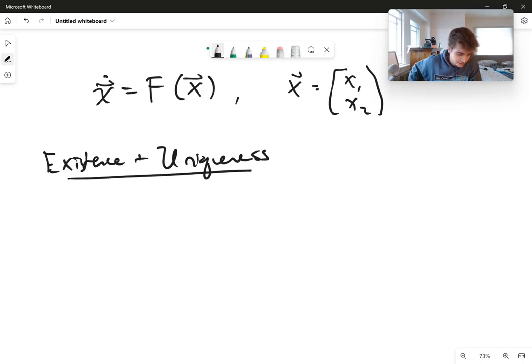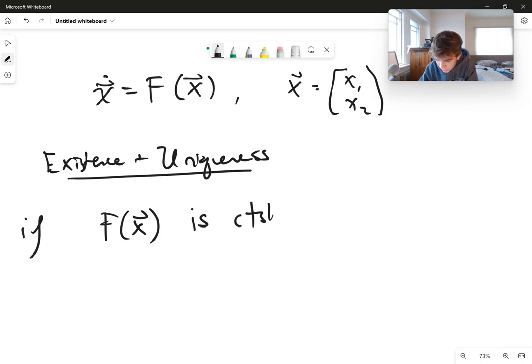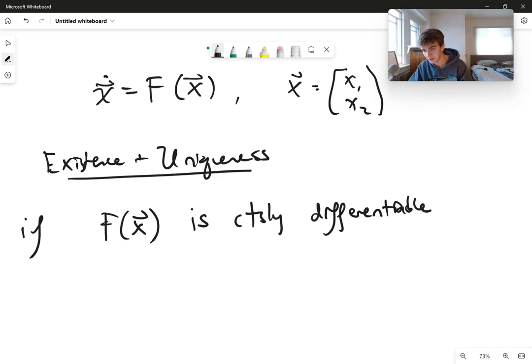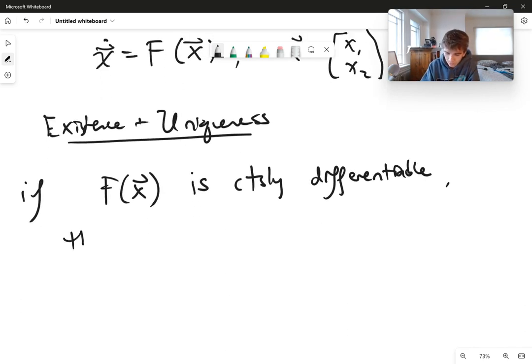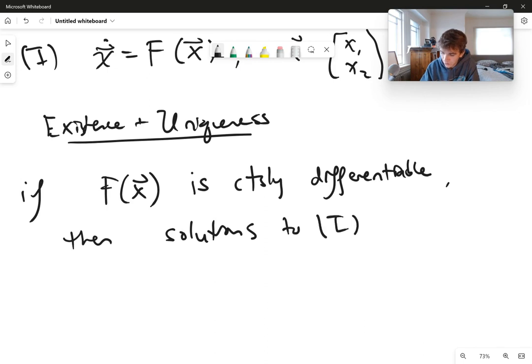which basically states that if f and g are continuously differentiable, okay, so if this function F of x is continuously differentiable, i.e. it's continuous and it has a continuous derivative, okay, and in this case it would have continuous partial derivatives with respect to x1 and x2 in both little f and little g, okay, then solutions, I'll just call this 1, 2, 1, exist and are unique.